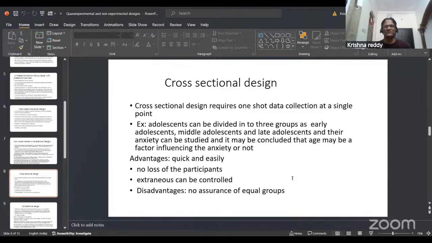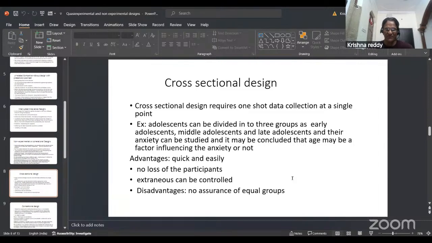Then the advantage of the cross-sectional design is that it is quick and easy, with no loss of participants, because you are getting the data at a single point. No loss of participants. Extraneous variables can be controlled. The disadvantage is no assurance of equal groups. That's the only disadvantage: no assurance of equal groups.